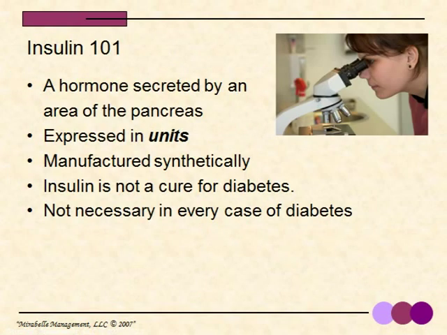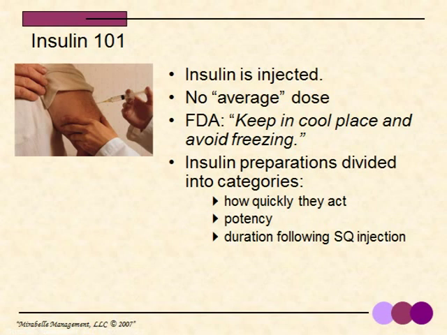Insulin is a hormone secreted by an area of the pancreas. Insulin is expressed in units, not milliliters or minims. Insulin used to be made from pork and beef pancreas, but today it is manufactured synthetically. Insulin is not a cure for diabetes, and it is not necessary in every case of diabetes. Insulin is injected. It is not active taken orally. There is no average dose. Each case is cared for individually depending on the insulin needs.